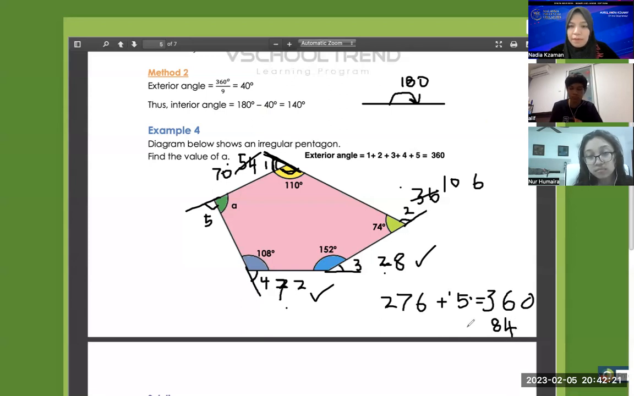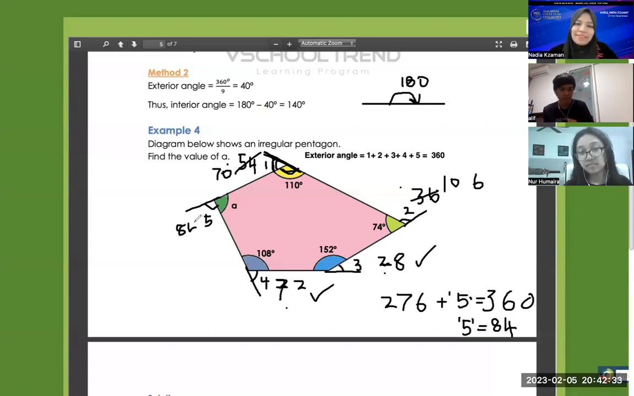So what will be A? What is the value of A, Alif? You get 84 here. So Alif, do you get the same answer? How much is your answer? It's 84, right? Because 84 is for number 5. How about A?